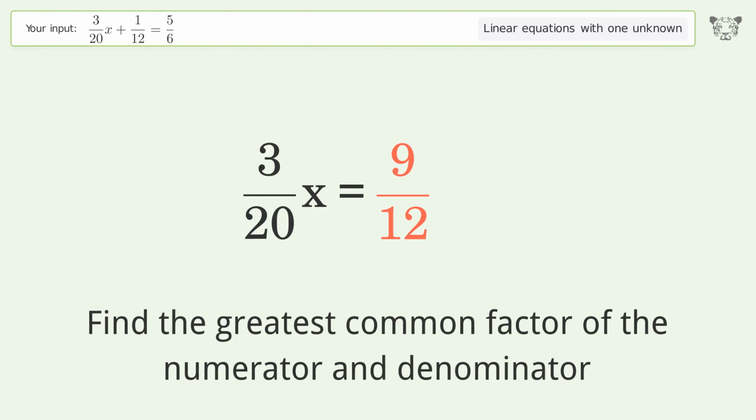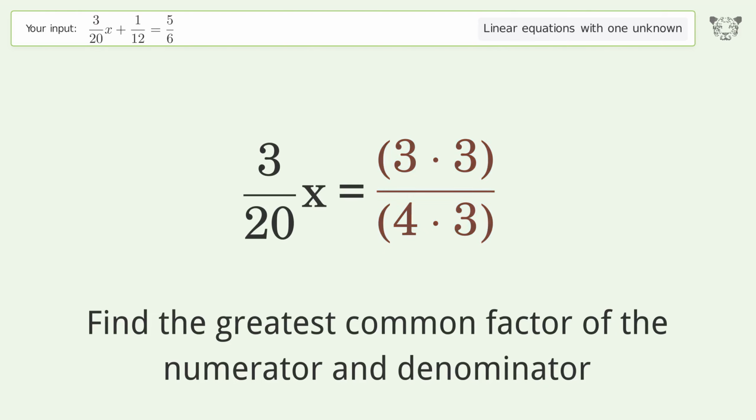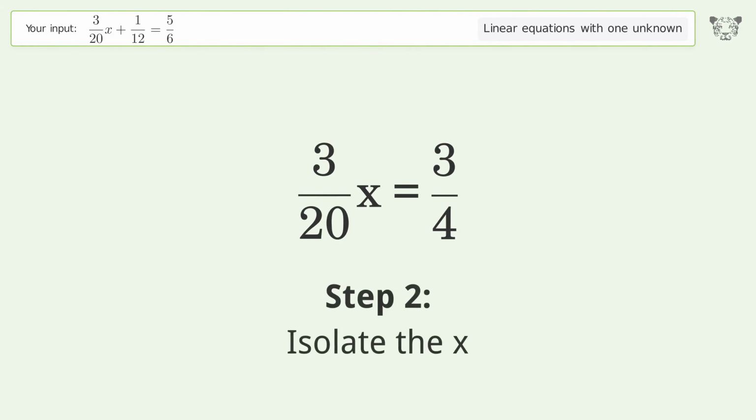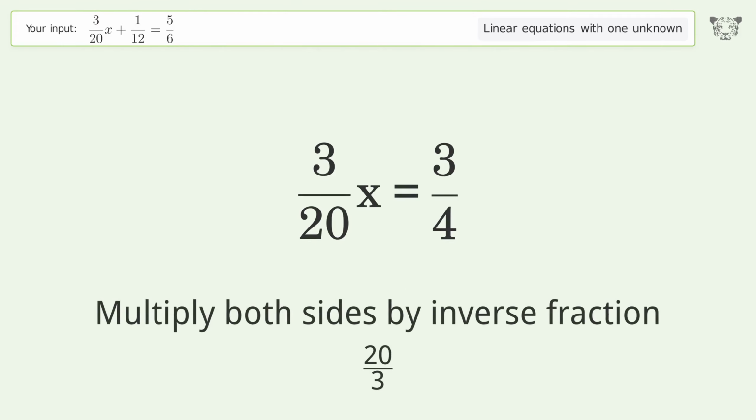Find the greatest common factor of the numerator and denominator. Factor out and cancel the greatest common factor. Isolate the x. Multiply both sides by inverse fraction 20/3.